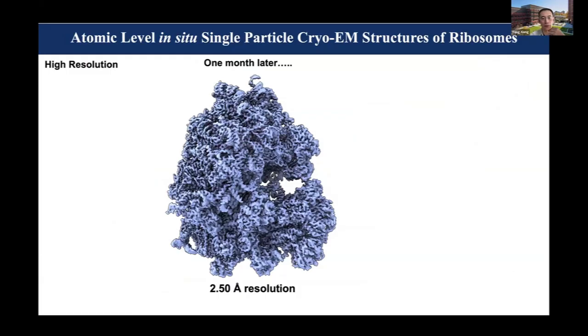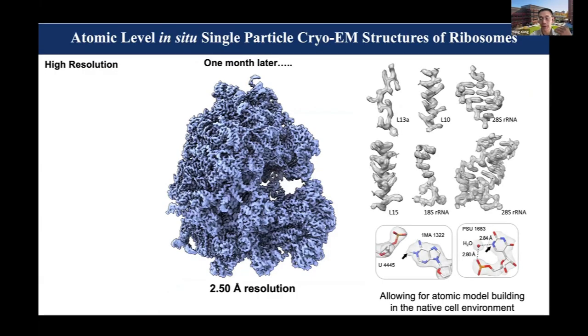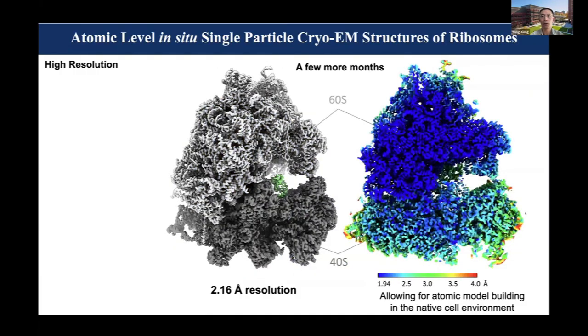So let me show you some results. A month later, we can get 2.5 angstrom resolution, pretty good density. Then we keep working on the method, on classification and particle picking. A few more months, we get very high resolution, better than 2.2 angstrom, and the local resolution is actually better than 2. Actually, we collected data where the Nyquist is about 2.1.